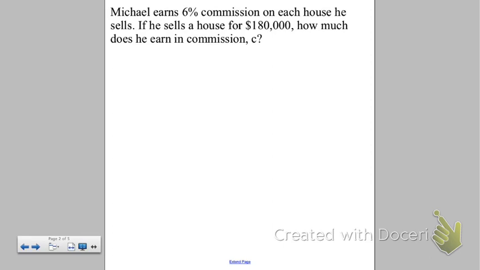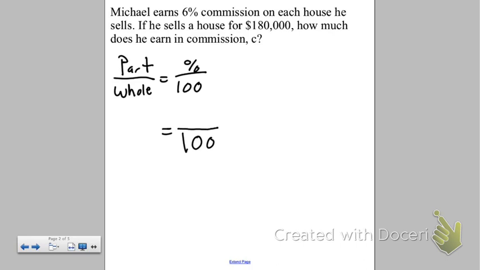When we're dealing with commission, the commission is always going to be the part over the whole equals the percent over 100. The 100 is always going to stay there. The percent is always easy because it has the percent with it: 6%. When we're dealing with commission, the amount he sells the house for is going to be the total, because the commission is part of his whole amount that he sells it for.